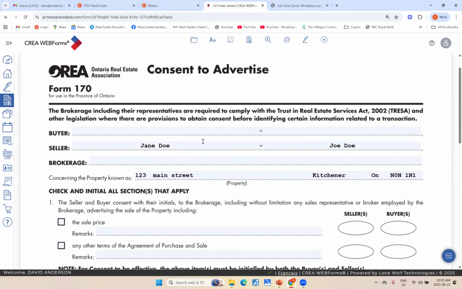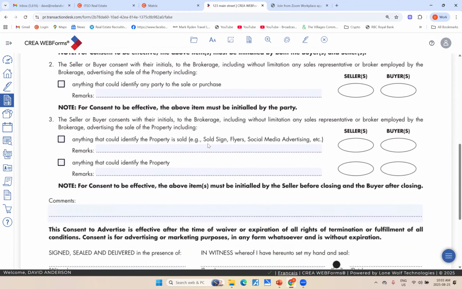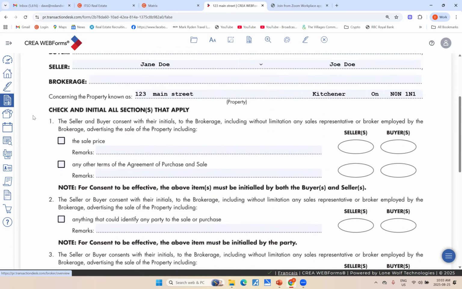So you've got the buyer and the seller and the brokerage here, and then the address. And then you've got three sections. First section is the seller and buyer consent with their initials to the brokerage, including without limitation any sales representative or broker employed by the brokerage advertising the sale of the property, including the sale price or any other terms of the agreement of purchase and sale.